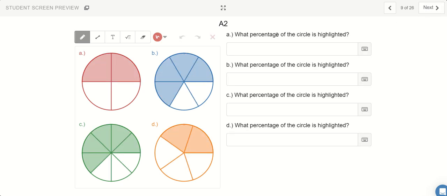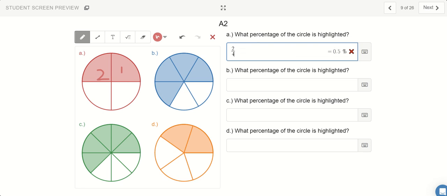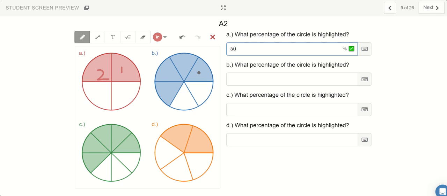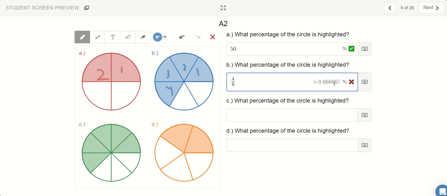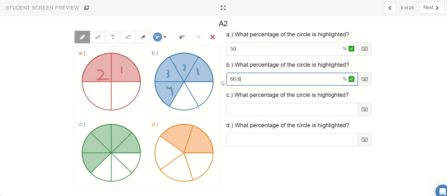Okay. So now let's go and see what are percentages of the highlighted part. So notice that here we have 1, 2 highlighted sections out of the 4. So 2 out of 4. Or 0.5. What's 0.5 as a percent? That's 50%. Okay, here we have 1, 2, 3, 4 out of 6. So 4 out of 6. That's 0.666667, which rounds up to 66.6% or 66.7%.